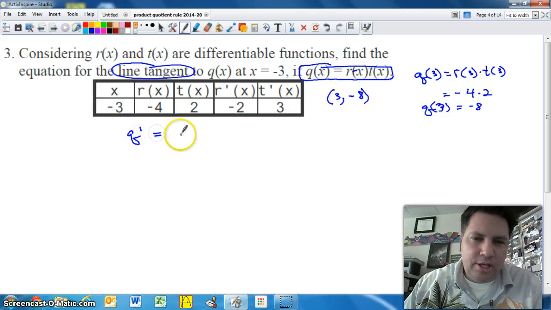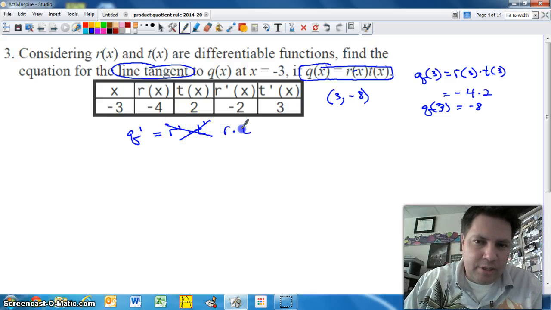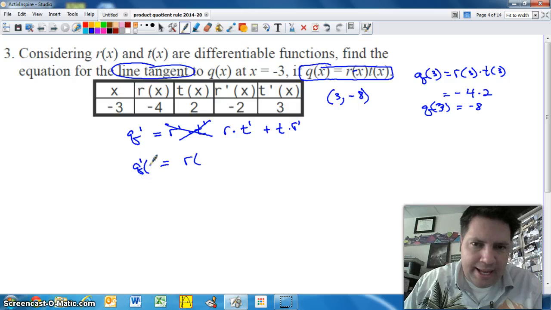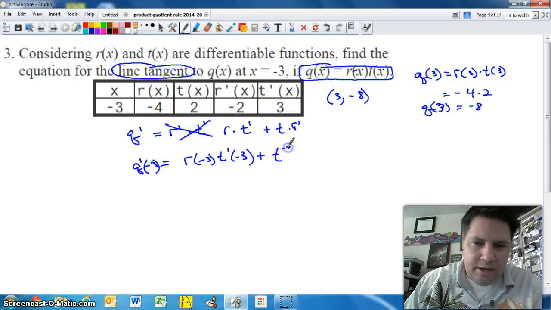And if you try to do q prime as r prime times t prime, you're wrong. Shame on you. Because we just learned you can't take a function times a function to get a derivative. It's going to be the first times the derivative of the second, plus the second times the derivative of the first. So q prime at negative 3 is r of negative 3 times t prime of negative 3 plus t of negative 3 times r prime of negative 3. And that all comes from our table.